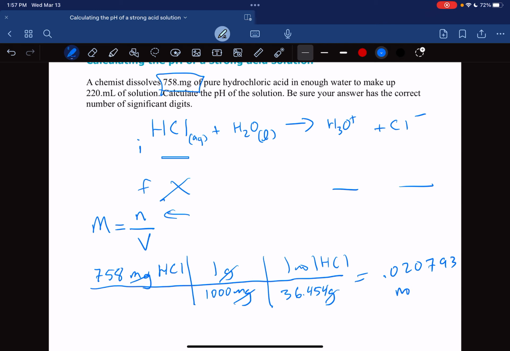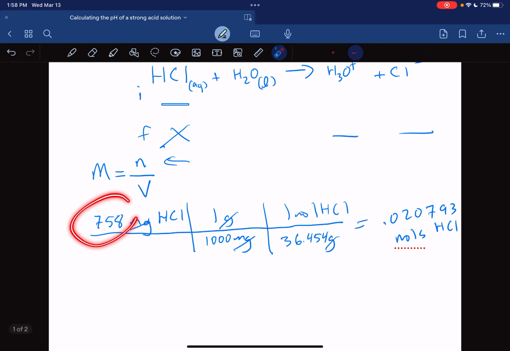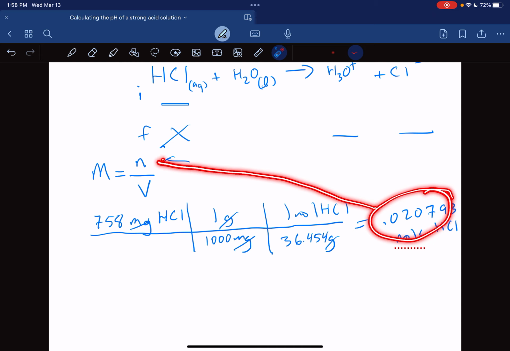0.020793 moles of HCl. Now, you may think to yourself, well, wait a second. All we had right here were 3 significant figures. Shouldn't I cut this off right here? And the answer is yes, but here's the rule. In order to make our problems more accurate, we tend to do our rounding on the very last step. So we're going to keep this monstrosity in here, but we know that this right here is going to go right here.